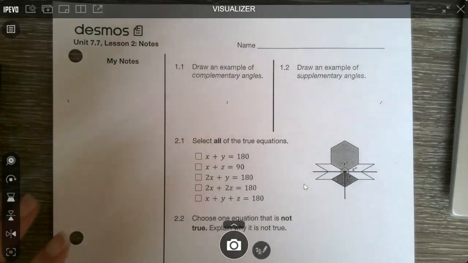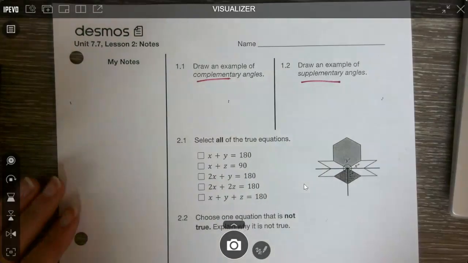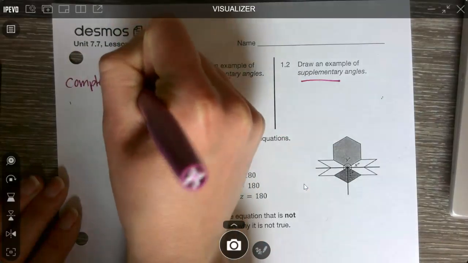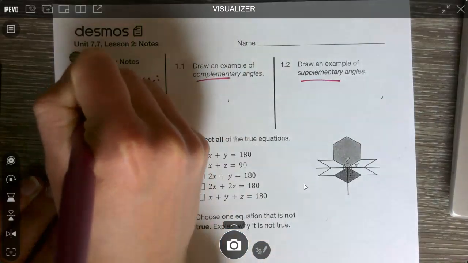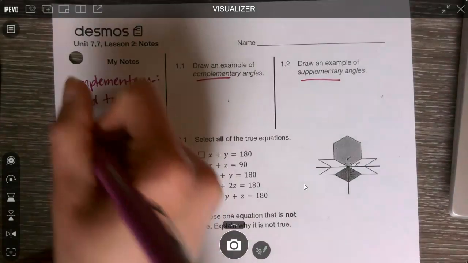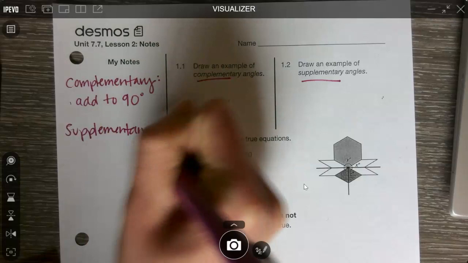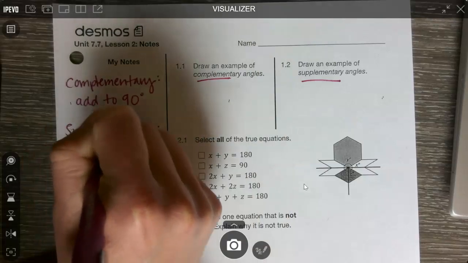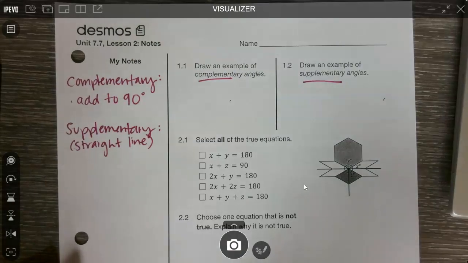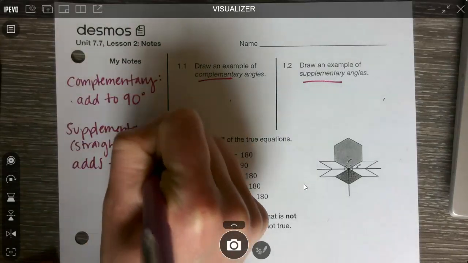So first thing we need to know is we're going to review complementary and supplementary angles, okay? This should have been from 6th grade. So if I have complementary angles, do you remember how much those add up to? They add up to 90 degrees, okay? And if I have supplementary angles, okay, those should make a straight line. You can think S and S, straight, supplementary. And we already know that a straight line adds up to 180 degrees.